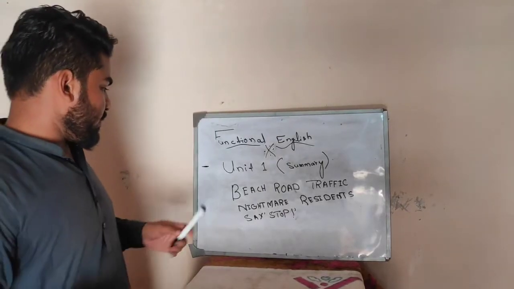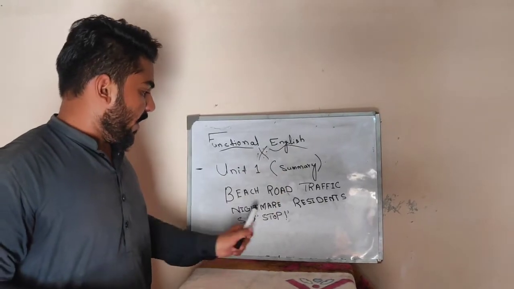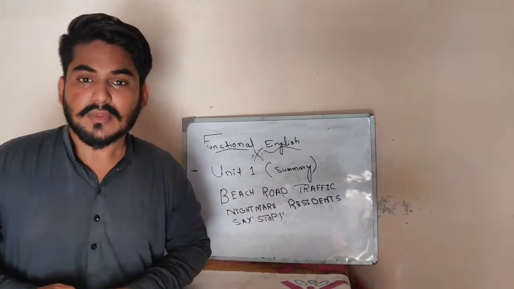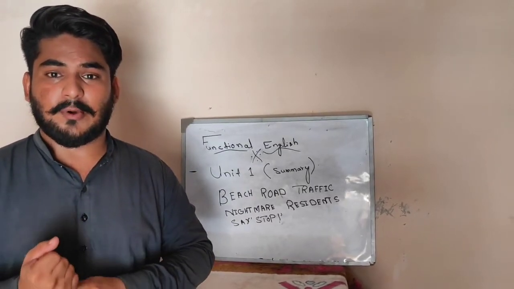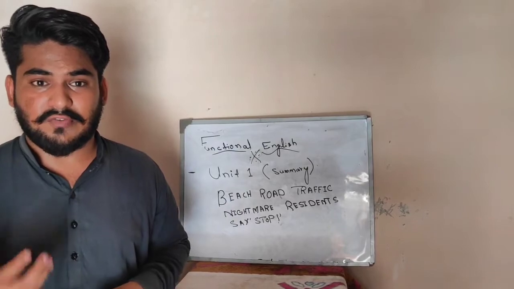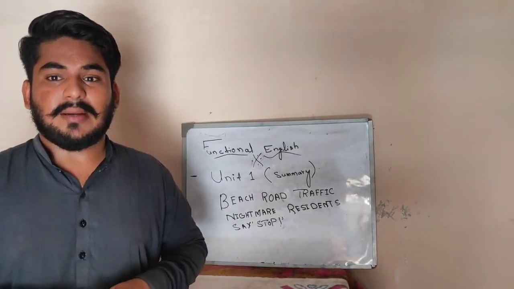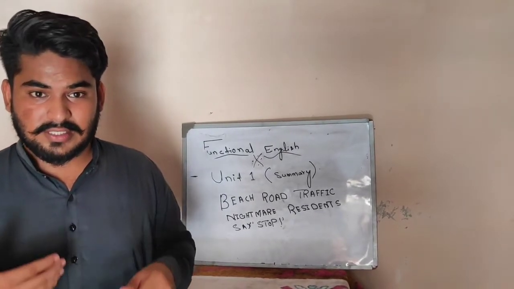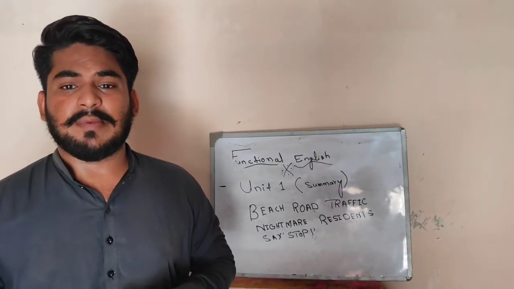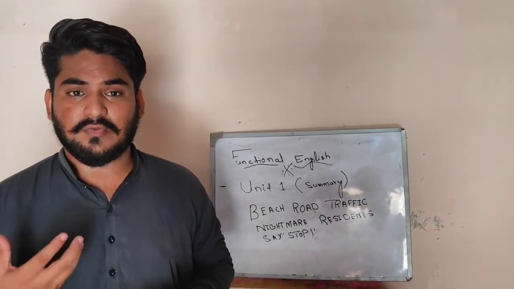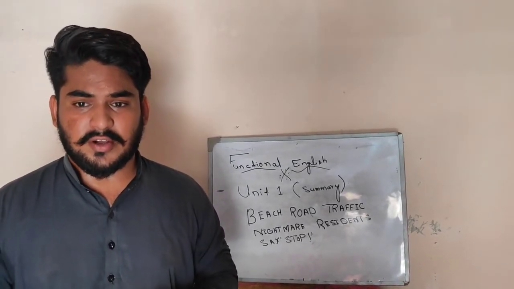Now I'm moving towards my third topic, which is the Unit 1 summary. Unit 1 is "Beach Road Traffic Nightmare, Residents Say Stop." In this unit, the residents and the schools on Beach Road protested against the new traffic arrangements, because they are suffering from danger and compare it to a nightmare, or you can say a bad or dark dream. Before the new arrangements, Beach Road was used as one way from south to north, and not much traffic used that road.